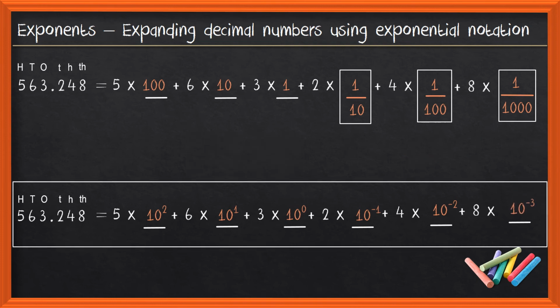Therefore, 563.248 can be expanded using the exponential notation as 5 times 10 square plus 6 times 10 to the power of 1 plus 3 times 10 to the power of 0 plus 2 times 10 raised to the power of negative 1 plus 4 times 10 raised to the power of negative 2 plus 8 times 10 raised to the power of negative 3.